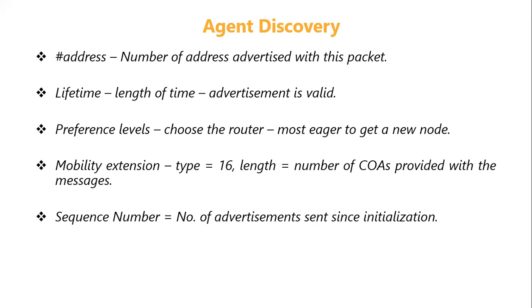An agent shows the total number of advertisements sent since initialization in the sequence number. There is a field, sequence number, in the mobility extension part. This sequence number contains the total number of advertisements sent since initialization. Since initialization, how many advertisements were sent, that will be stored in the sequence number.